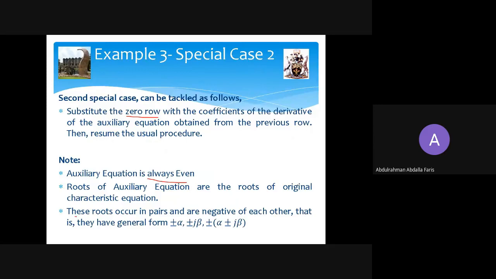These roots occur in pairs. So you have plus or minus. You can have one here, maybe one here, and another on this side, or you can have others which are on this side, like this. So they always occur in pairs.